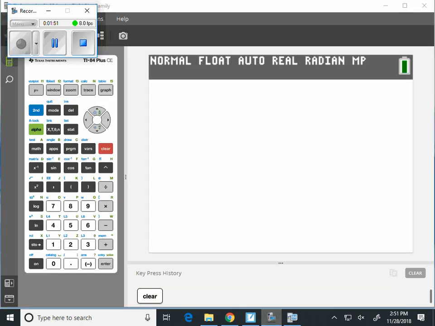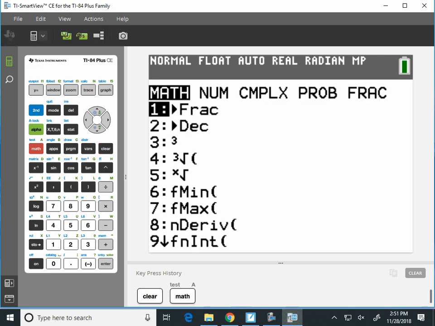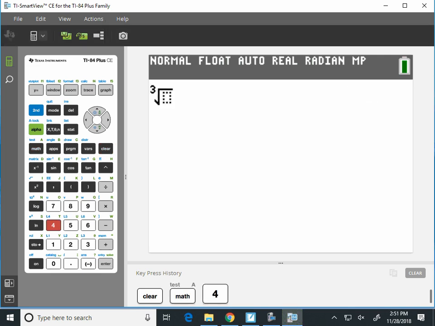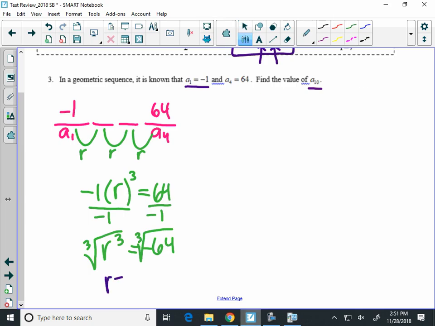And then you take the cubed root of both sides. If you forget how to take the cubed root, go to your calculator, hit math, and the cubed root is option 4. So you would take the cubed root of -64, which tells you that r, the common ratio of this geometric sequence, is -4.